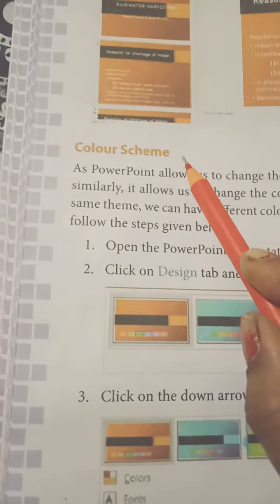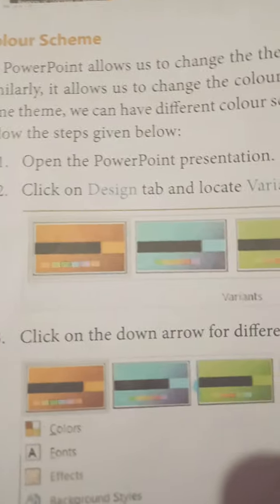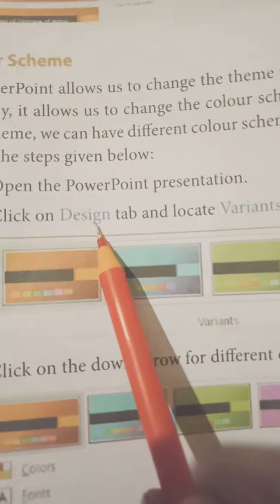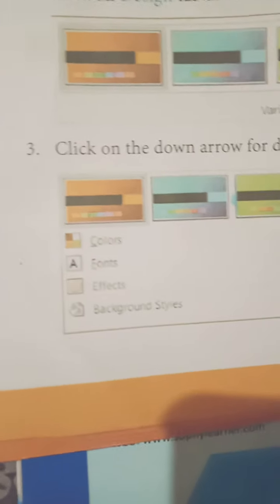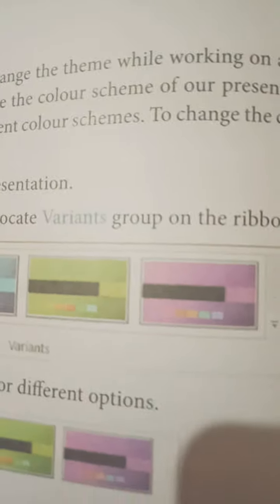Now next is the color scheme, which means color. First you have selected a template, then you have selected the theme. Now you will select the color scheme, meaning how you will add color to your template. You see here, when we open a PowerPoint presentation, in the Design tab, the Variants group on the ribbon is available. A very important point for you, students: in the Design tab, the Variants group is available on the ribbon, and from here you can select color, font, effect, and background style. From here you can select it and then it will be applied to your presentation.